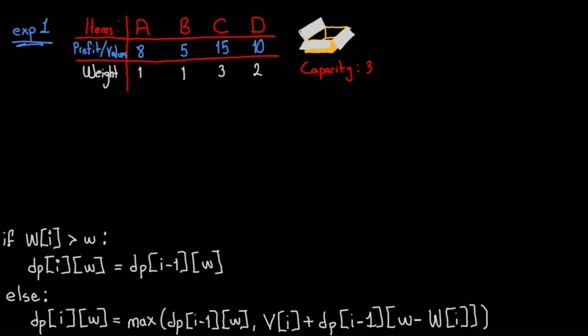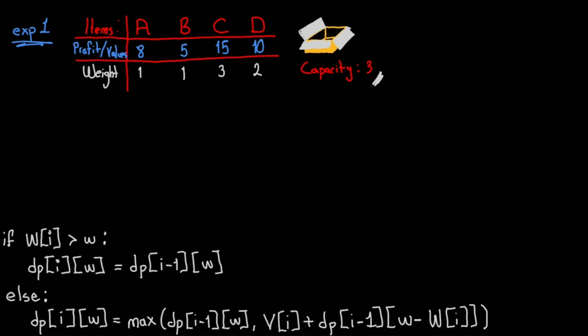Let's start our example. We have 4 items which have different values and weights. And the capacity of our knapsack, which in this case is a box, is 3. So, our goal is to choose items to maximize total profit without going over this weight limit of 3.